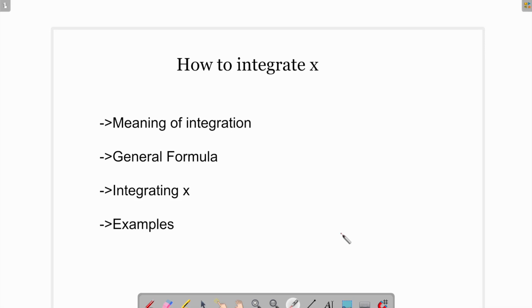Today we are going on to a new topic of integration, and we're going to start with the basics of how to integrate X. Before we begin, I'd like to talk about the meaning of integration. I think it's very important to understand why we use it. The general formula, integrating X, and two very basic examples to give an introduction to this topic.